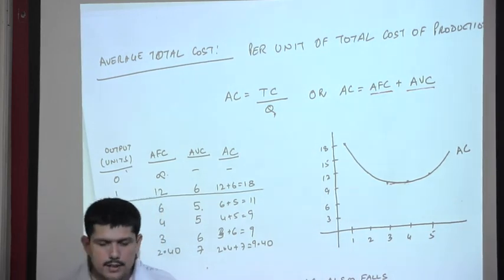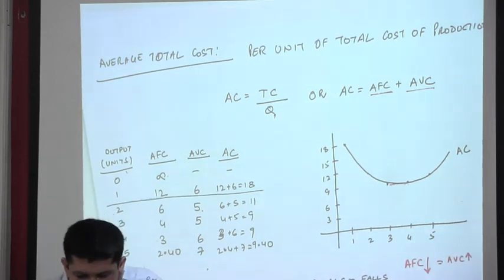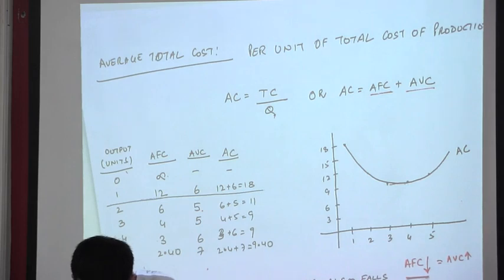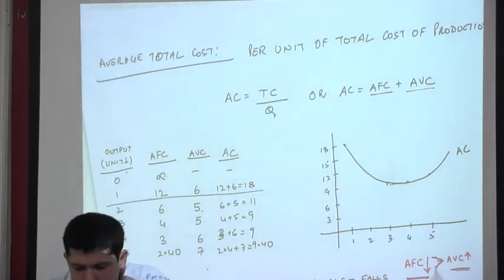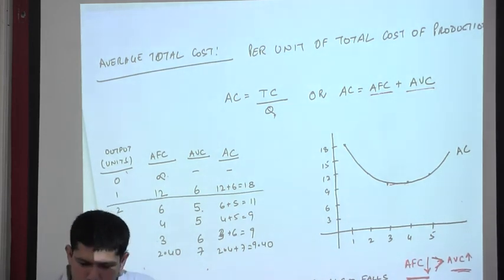Look, there will be two phases. My AFC falls, but average variable cost increases. But the fall in average fixed cost is greater than the increase in my average variable cost. The average cost curve will still fall, right?